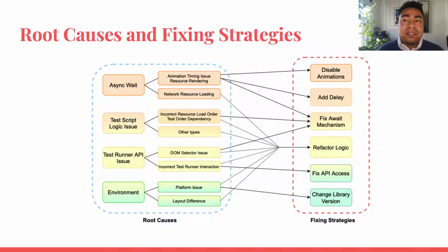Our results also allow us to identify the correlations between the root causes of flakiness and the common fixing strategies. For example, we find that resource rendering issues are usually fixed by adding a delay or fixing the await mechanism. These correlations could be used to identify the appropriate fixing strategy once the root cause of the flakiness is known.